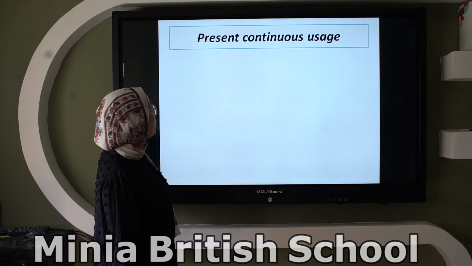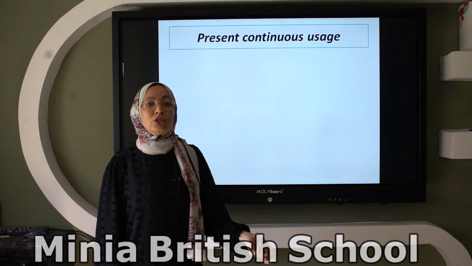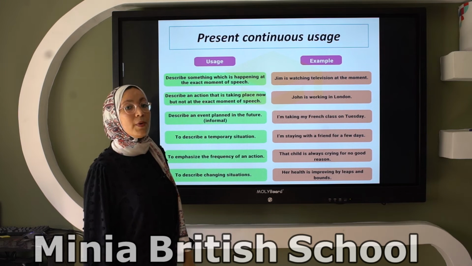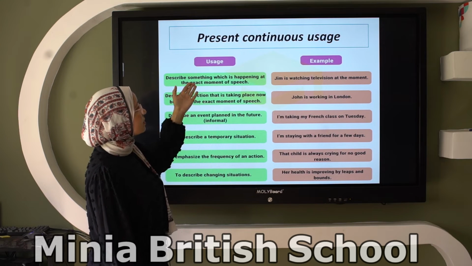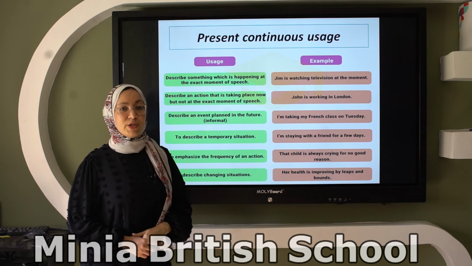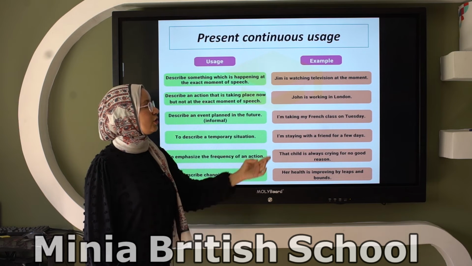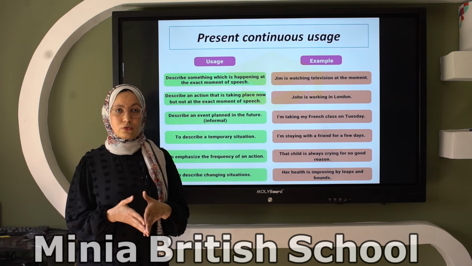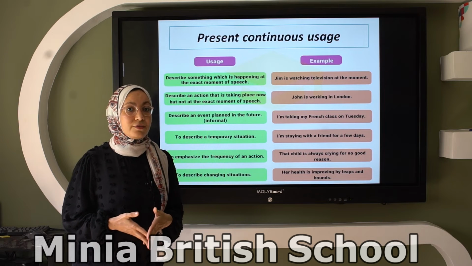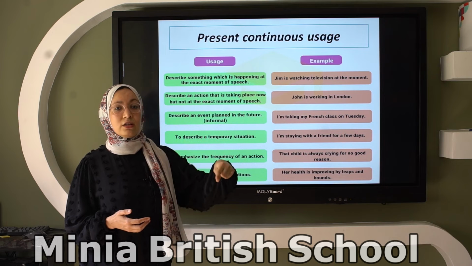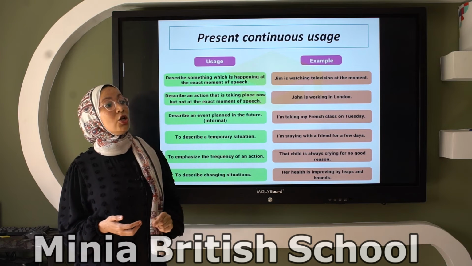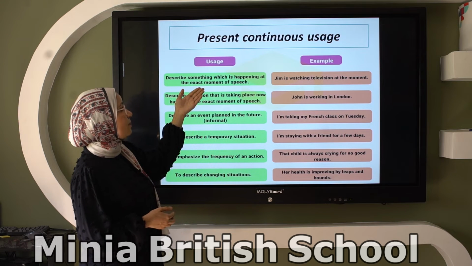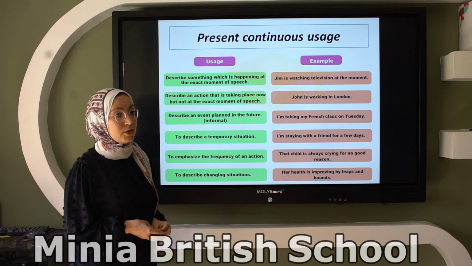Now, present continuous usage. Here we have the usages and one example for each. First, describe something which is happening at the exact moment of speech. For example, Jim is watching television at the moment. So if I go to the reception, for example, or the bedroom, I will find that Jim is watching television at the moment. Right now, if you look here, Jim is watching television at the moment. So here we describe something which is happening at the exact moment of speech.